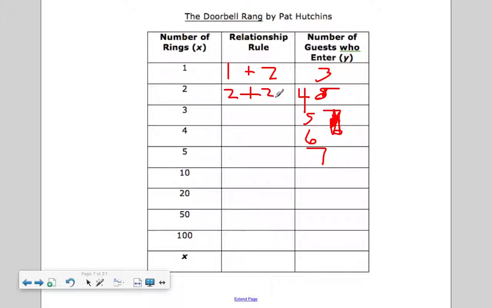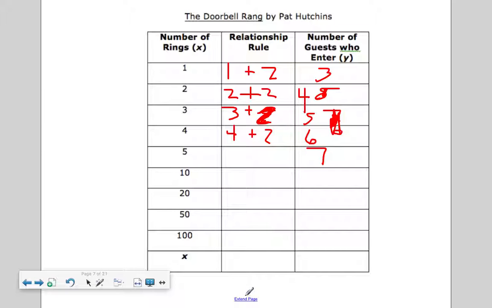We add 2 to get 4. With 3 doorbell rings, to get 5 you add 2. The 3 doorbell rings, you add 2 to it to get 5. You have 4 doorbell rings, you add 2 to it to get 6.